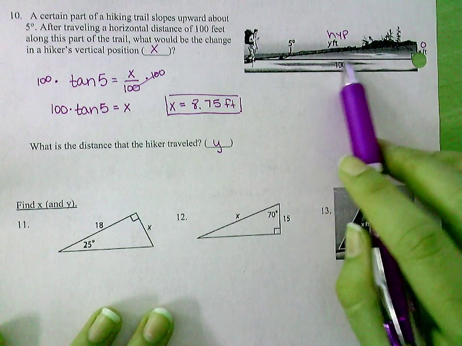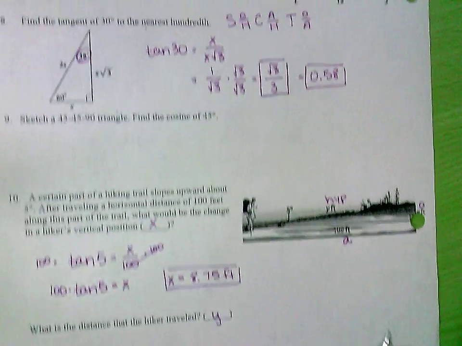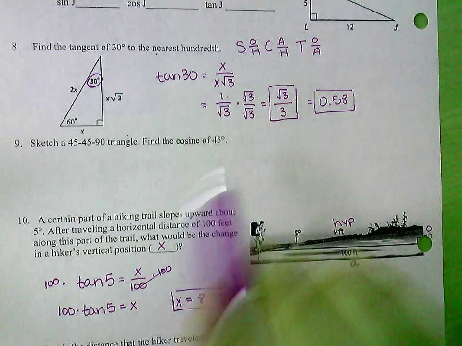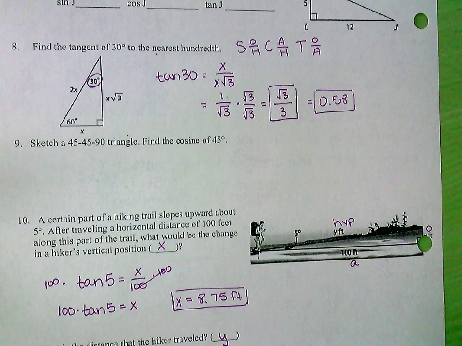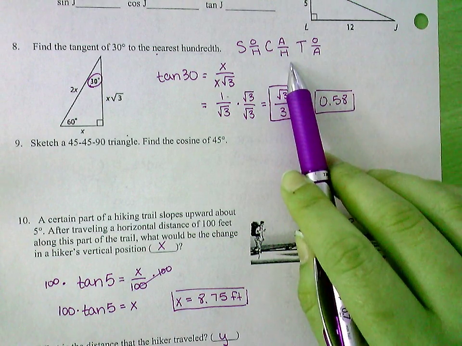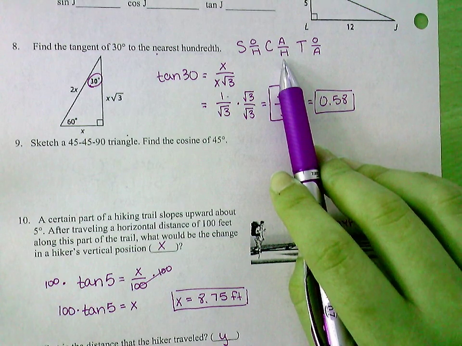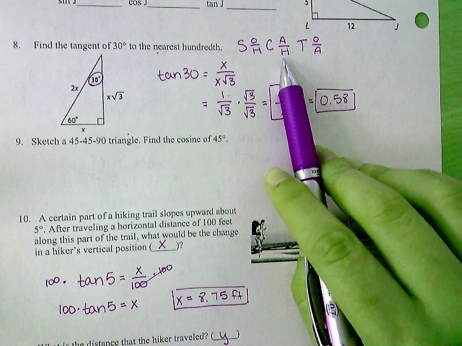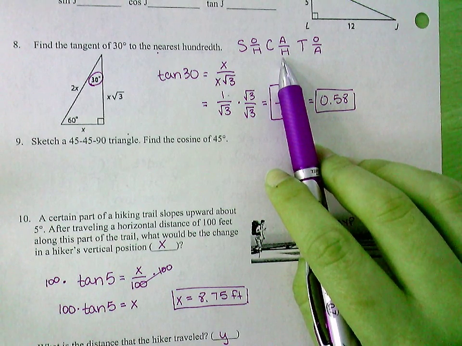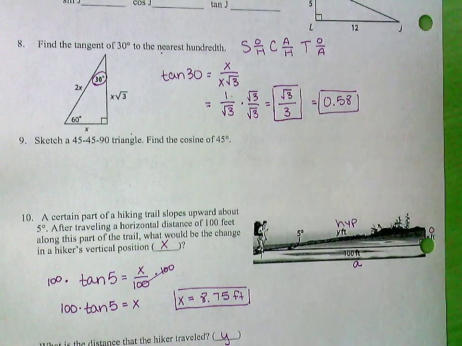So if I have the adjacent side and the hypotenuse, which one of my 3 trig ratios should I use? If I have adjacent and hypotenuse, which one of my 3? C. Cosine. You're going to use cosine. We're going to use cosine because I'm given the adjacent side and I want to find the hypotenuse.